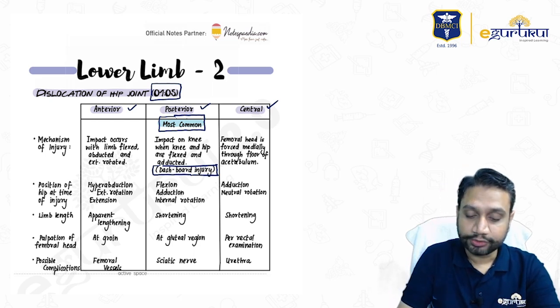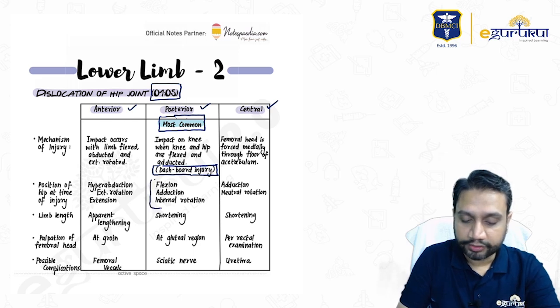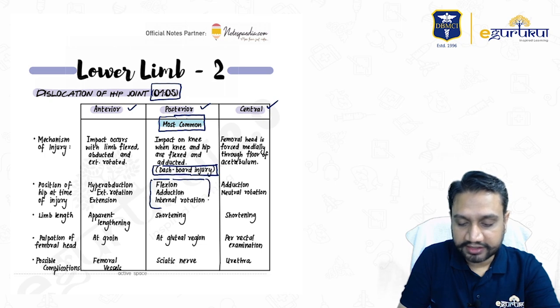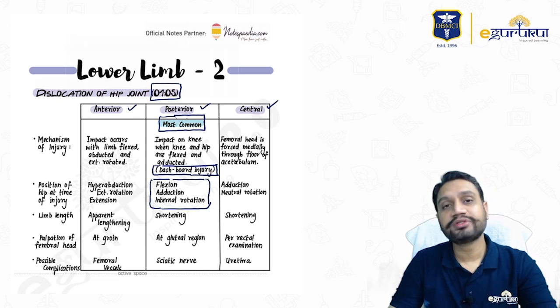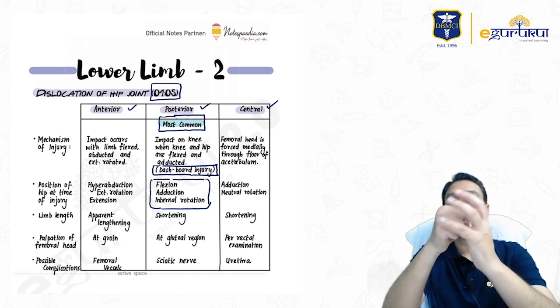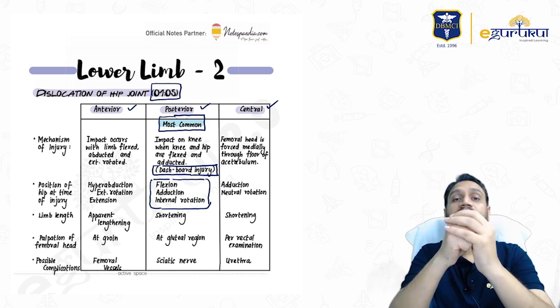So here the attitude will be adduction and internal rotation. Now, you know that when you say it is a posterior dislocation, it simply means that the head of the femur has to go back. It has to go on the posterior side.